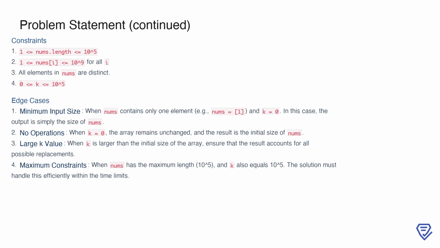Another case is when no operations are performed, meaning k equals 0, and the array remains unchanged. We also need to handle cases where k is larger than the initial size of the array, ensuring we account for all possible replacements. Finally, for maximum constraints, the solution must be efficient enough to handle nums and k both at their upper limits of 10 to the power of 5.